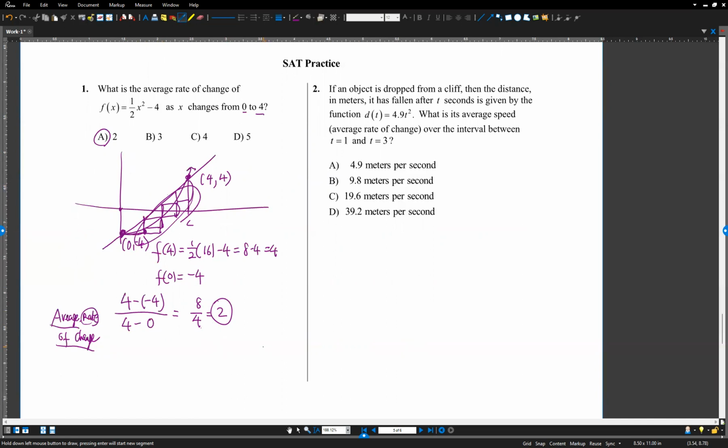Number 2, an object is dropped from a cliff, and the distance in meters is d after t seconds. This is d(t) equals 4.9 t squared. It looks like this. Distance from here. This is d over here. 4.9 t squared looks like this way.